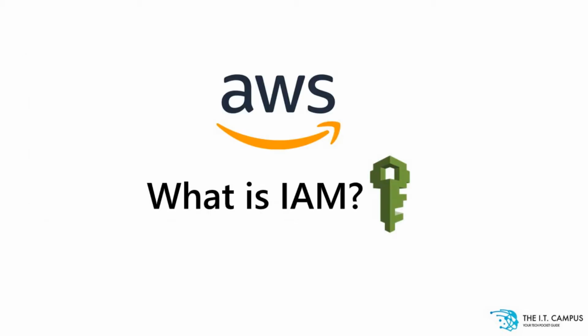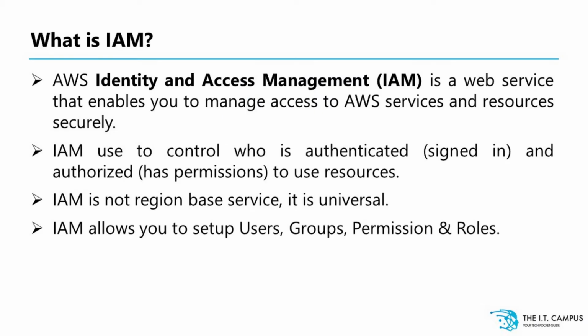First, let's understand what Identity Access Management is. AWS Identity and Access Management (IAM) is a web service that enables you to manage access to AWS services and resources securely. You use IAM to control who is authenticated (signed in) and authorized (has permission) to use resources. IAM is not a region-based service, it is universal, or you can call it global. It is very important to understand IAM and how it works, both for the exam and for administrating a company AWS account in real life. Basically, if you are going to use AWS, you need to understand IAM because IAM allows you to set up users, groups, permissions and roles, and allows you to grant access to different parts of the AWS platform.